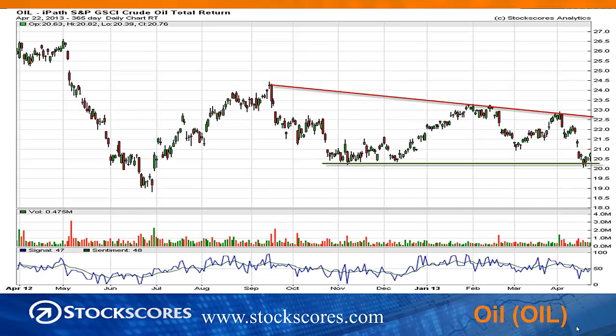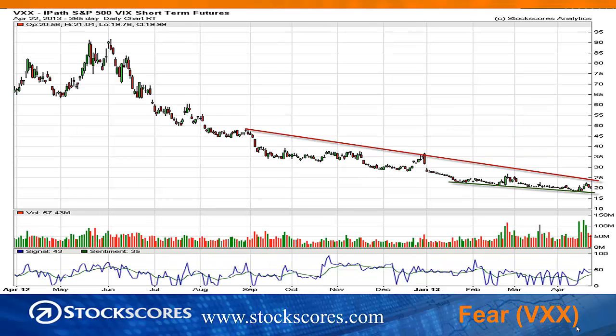Oil is at support and bouncing. It is still in that long-term trading range. We've got pretty good support there at the green line, but the tops are falling on oil, and so that means we should be cautious. I do expect we'll see a little bit of a bounce back here that should help the TSX bounce back as well, but ultimately there is pessimism building in the oil market.